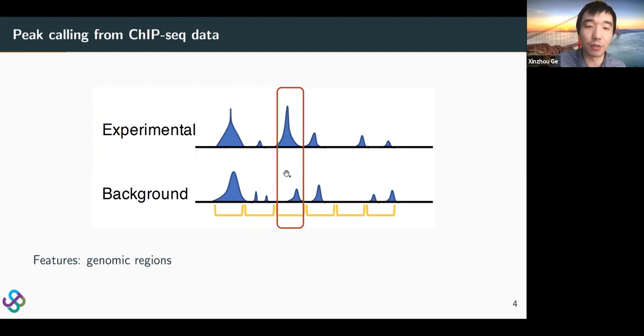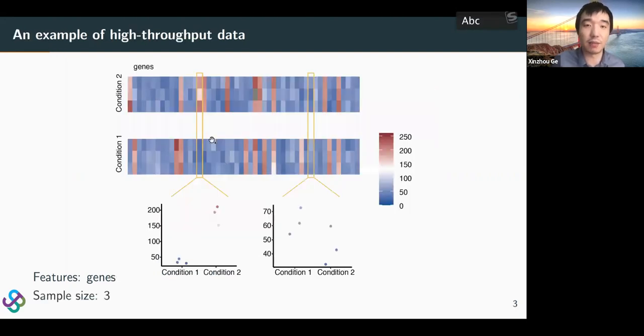In this example we only have two samples, one sample for each condition, and each feature is a bin. So in real biological analysis, the sample size can be very, very small, even one sample for each condition, but on the other side, the number of features can be very, very large. So how can we identify these interesting features, these peaks in this example, or these genes in the previous example?